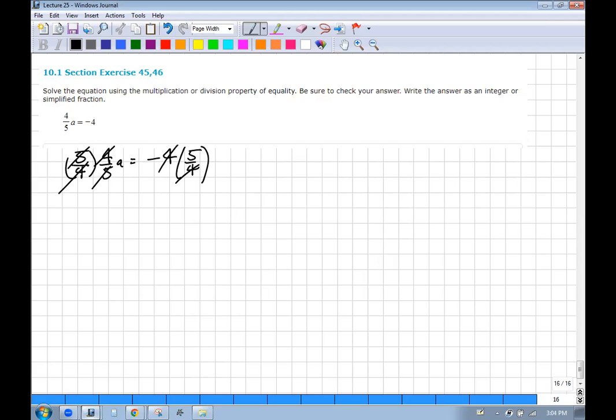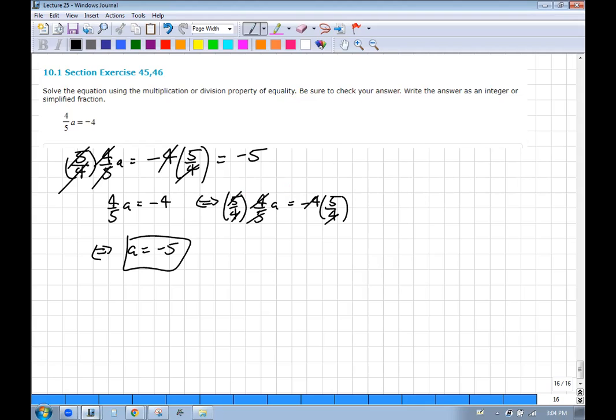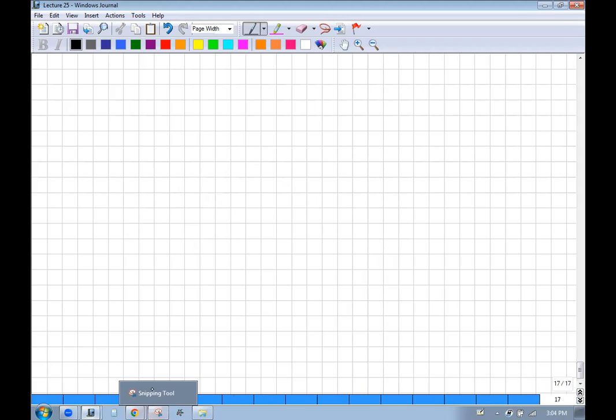So A is minus 5, right? I mean, that's the ugliest way to write this. Like if I was going to write this all pretty, right, I'd be like this, if and only if this, if and only if A equals minus 5, and then box my answer, right? That's how I would write it out nicely, doing it step by step. That's what, 45, 46.